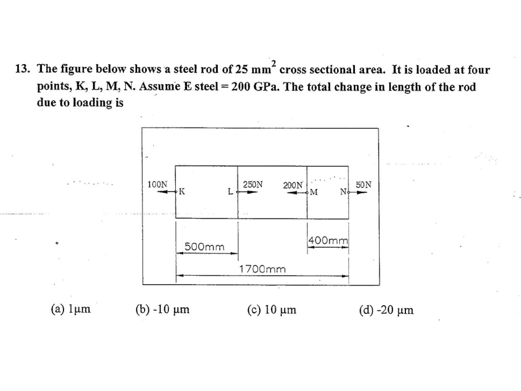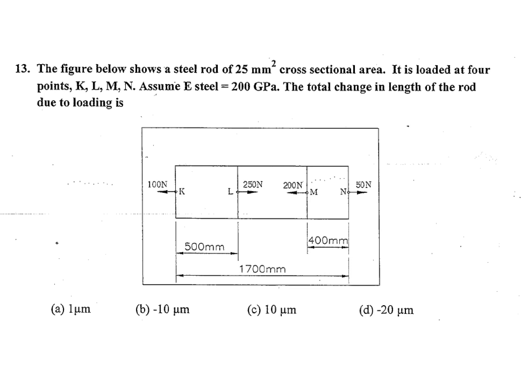Next, the figure below shows a steel rod of 25 mm square cross sectional area. It is loaded at 4 points K, L, M, N. Assume E steel equal to 200 GPa. The total change in length of the rod due to loading is how much? This type of question has been asked many times in ISRO, also in ISRO 2016.